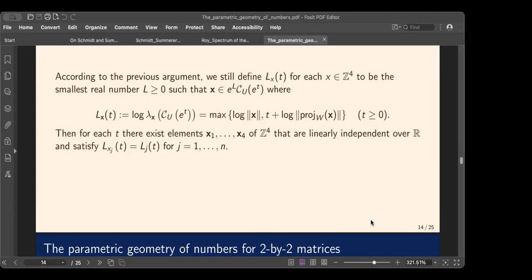So we can also relate the map LU to a sequence of basis vectors of Zn such that in each linear segment there exists some xj equals lj.